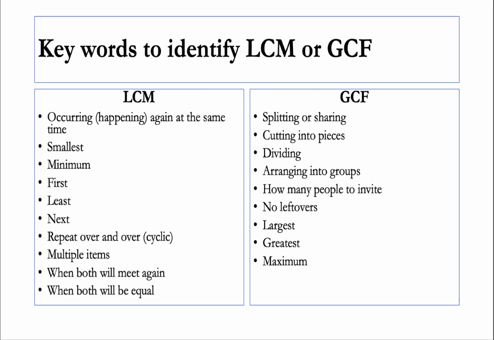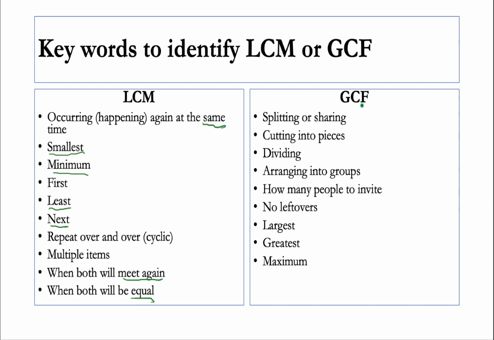If the situation is occurring or happening again and again, and the keyword here is at the same time, it is LCM. The L in LCM represents least. So if you see the word least or smallest or minimum, that tells you you're dealing with LCM. Also, if you see the word first or next. In your problem, if the situation is repeating over and over, meaning that it's cyclic, it is LCM. If you have multiple items, LCM. When both will meet again, or when both will be equal, that signifies you have LCM.